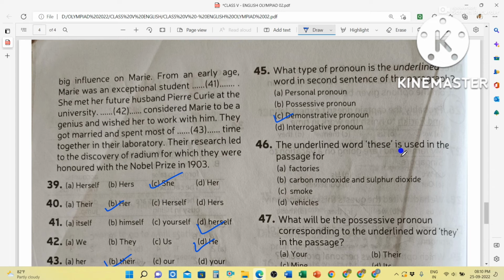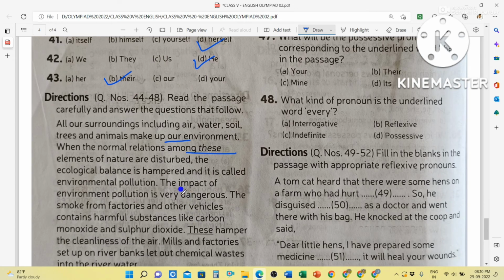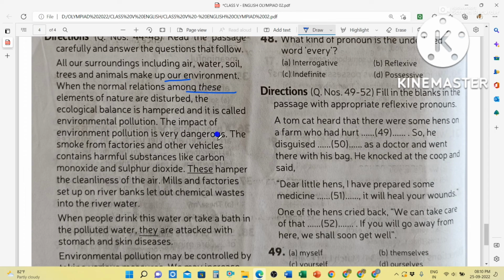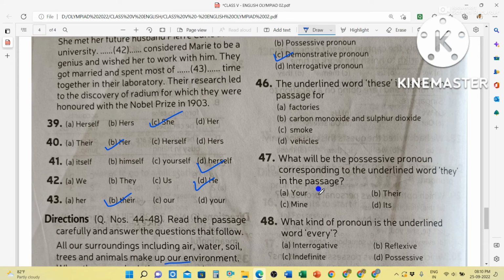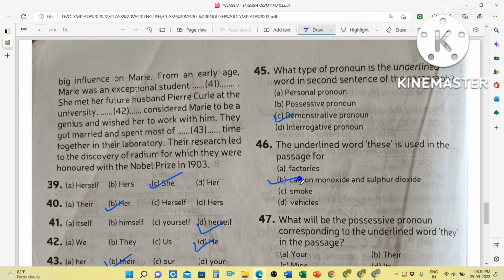Next, the underlined word these is used in the passage for what? Here: the impact of environmental pollution is very dangerous. The smoke from factories and other vehicles contains harmful substances like carbon monoxide and sulfur dioxide. These means carbon monoxide and sulfur dioxide.